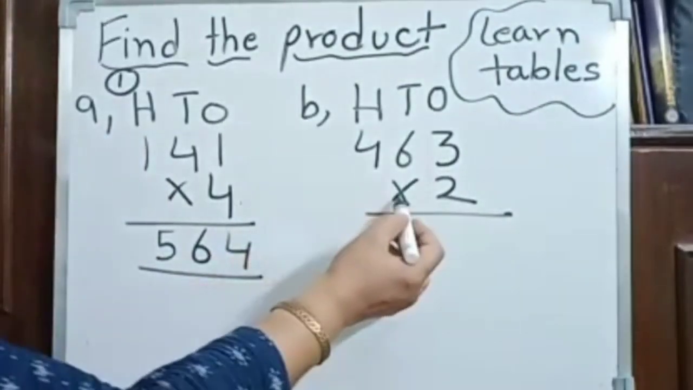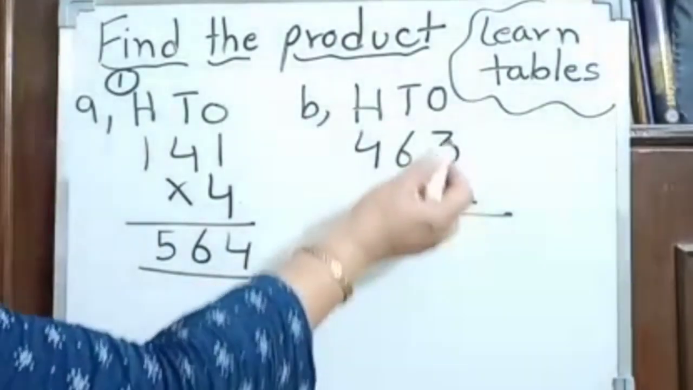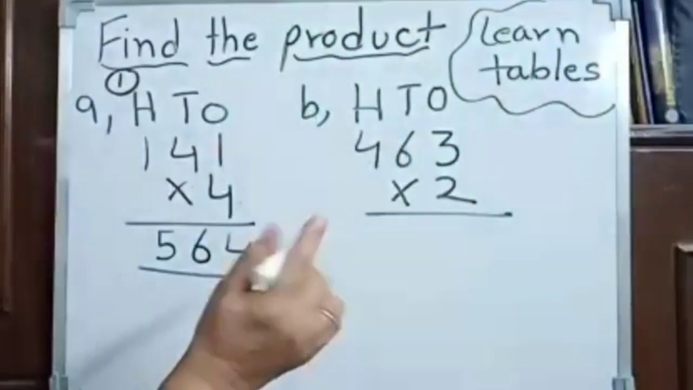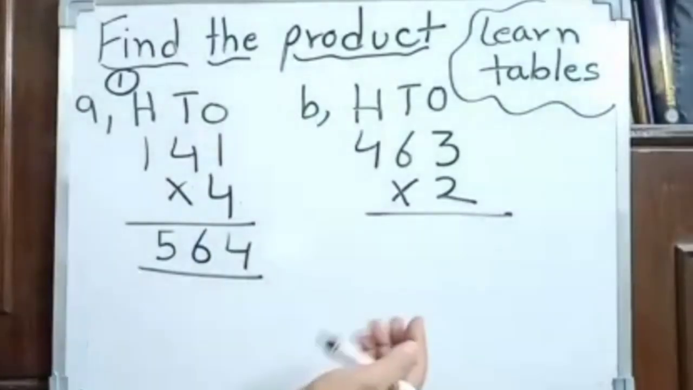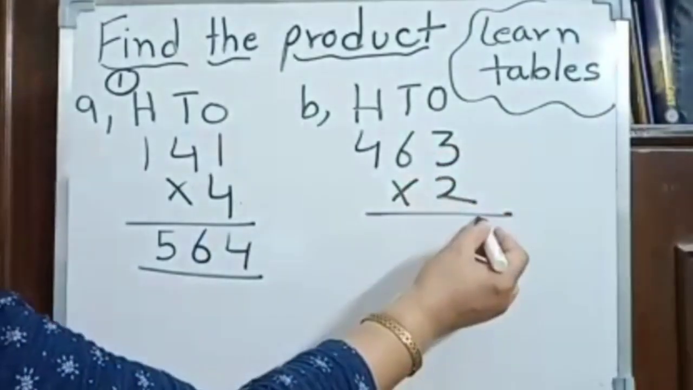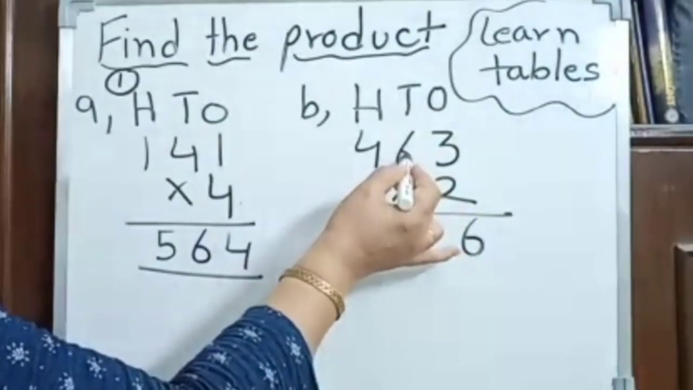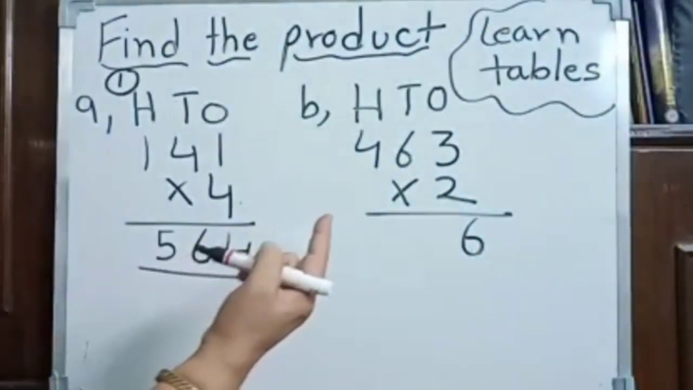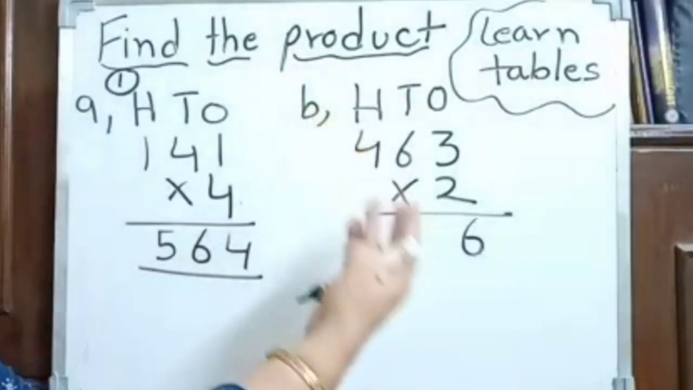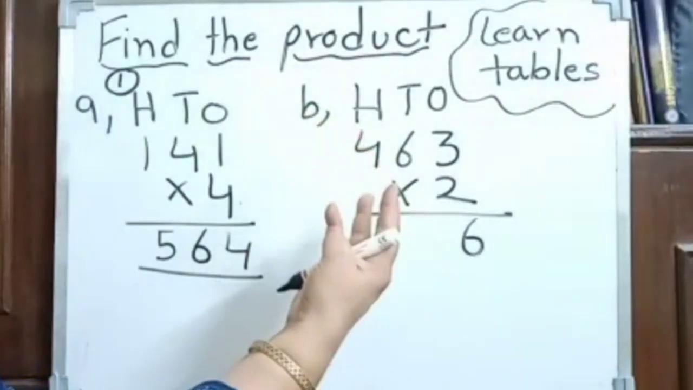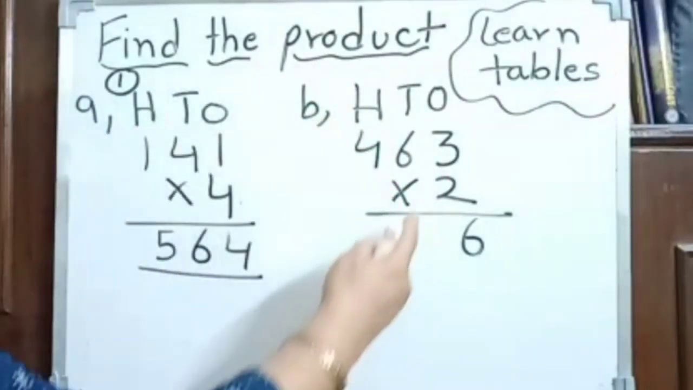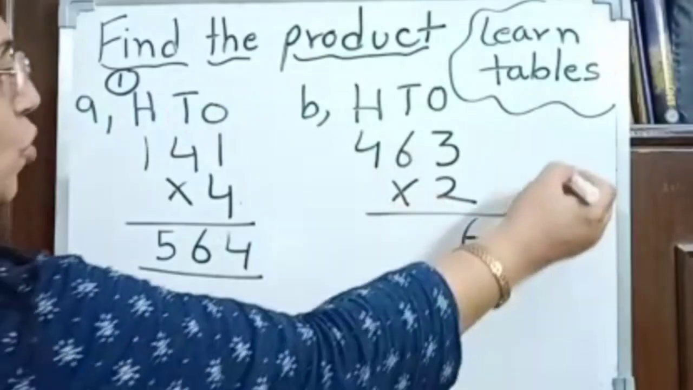Now look here. We have 463 multiplied by 2. 2 threes are... 2 ones are 2, 2 twos are 4, 2 threes are 6. Then count the table of 2 up to 6: 2 ones are 2, 2 twos are 4, 2 threes are 6, 2 fours are 8, 2 fives are 10, 2 sixes are 12.